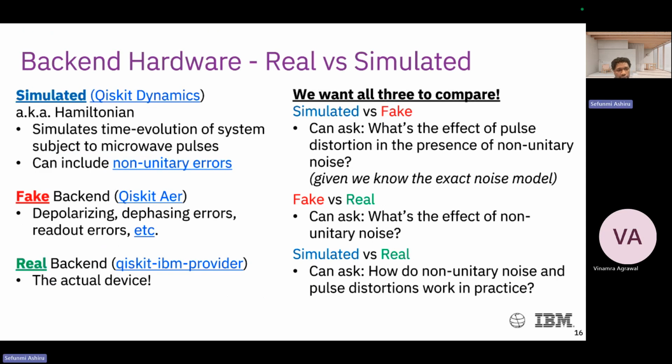So there are other types of backends, as I mentioned. There's a mock backend as well as a real backend, which we're familiar with, and a simulated backend, like the Hamiltonian. And these different backends allow us to do different types of comparisons and understand the noise from different perspectives. A simulated versus fake shows the effect of the pulse distortion in the presence of non-unitary noises. A fake versus real, you can ask what the effect of non-unitary noises is, and a simulated versus real, you can ask how non-unitary noise and pulse distortion work in practice. A lot of this doesn't mean much to me, but it does show the benefit of comparing these backends.